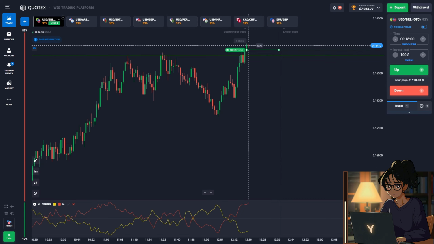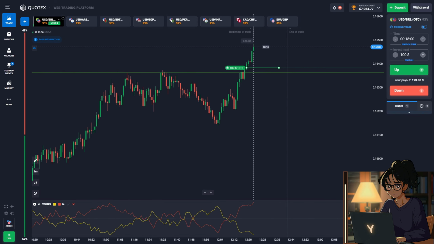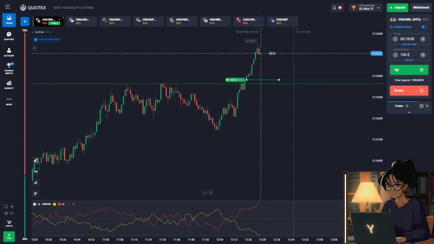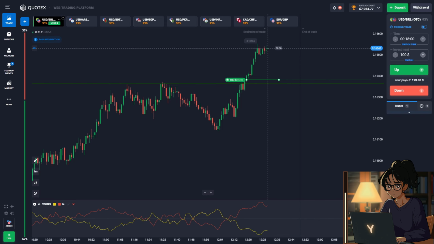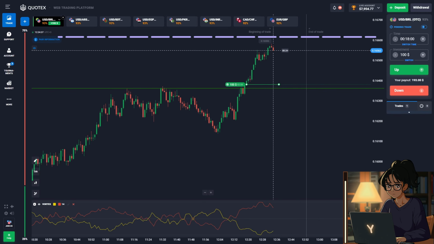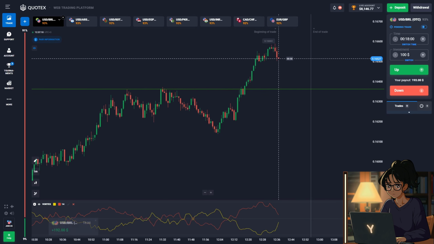So, I open a trade up for 18 minutes. Why 18? Because with medium volatility, the move might take some time to play out, and there are no strong resistance zones above. Trade closed in profit.